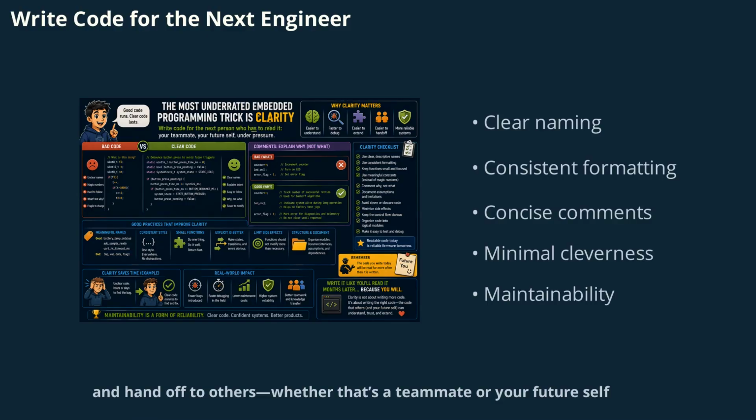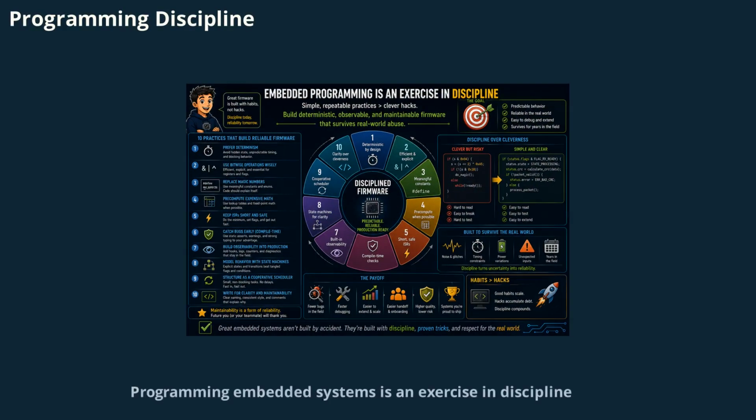or your future self. Programming embedded systems is an exercise in discipline. The most effective engineers rely on simple, repeatable tricks that reduce uncertainty, not clever hacks that impress in the moment. By favoring determinism, leveraging compile time tools, structuring logic clearly, and designing for observability, you build firmware that survives scaling, debugging, and real-world abuse. These habits separate prototypes from production systems.